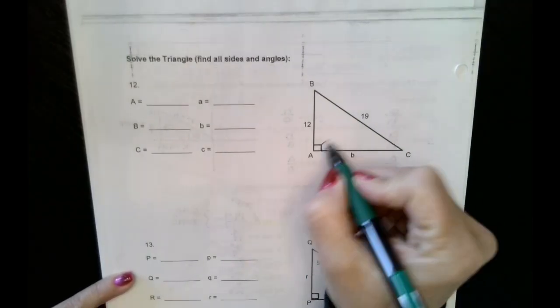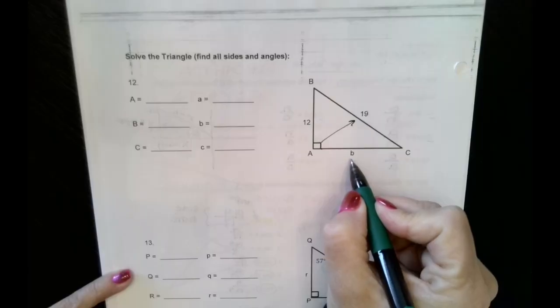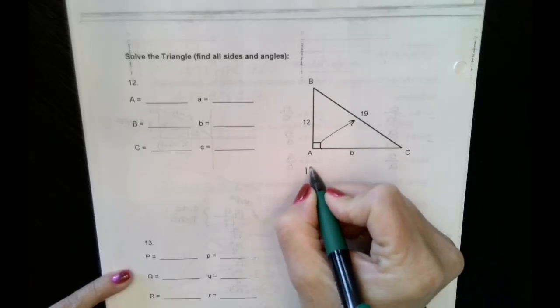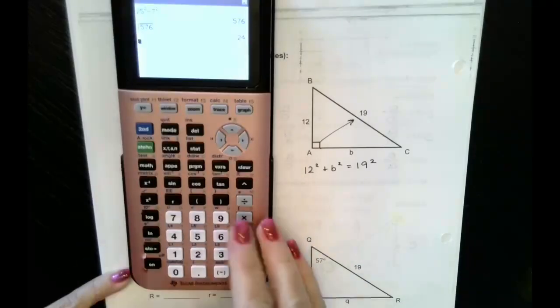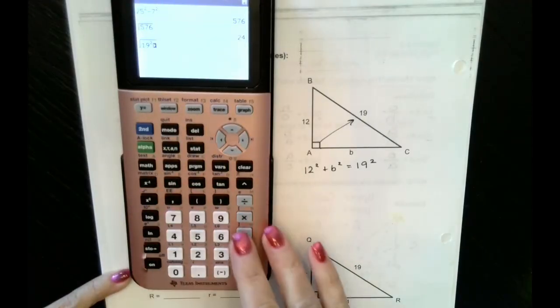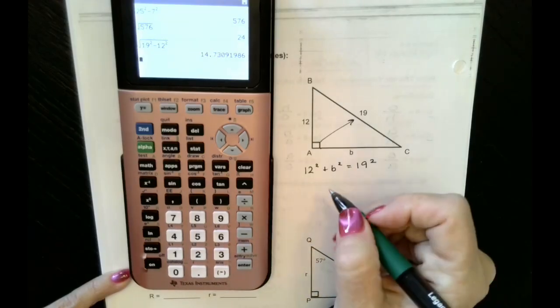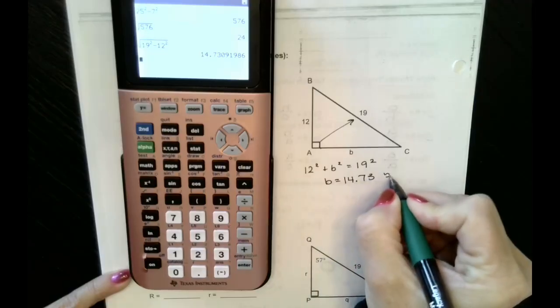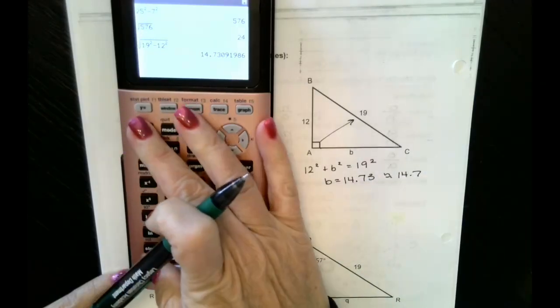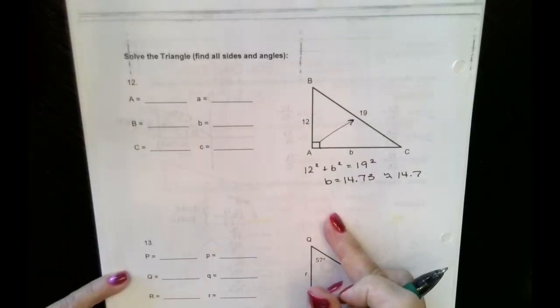This one is asking for everything. It says solve the triangle, find all sides and all angles. Here's what I know. This is 90 degrees, so this is my hypotenuse. I don't know this side length of B. So I have 12 squared plus B squared equals 19 squared. So B is the square root of 19 squared minus 12 squared, which is 14.73. I'm just going to use 14.7 as I do these calculations.